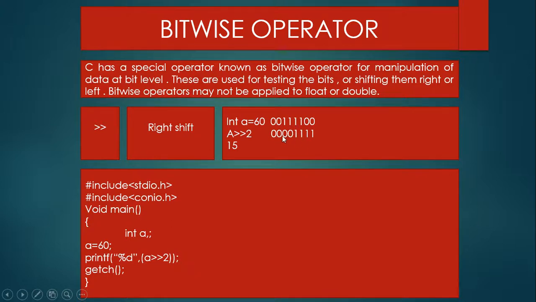So the binary format is 0 0 0 0 1 1 1 1. This is the binary format of 15. So when you practically implement this in any IDE, this will print 15. You simply declare a variable a and assign the value 60 and printf, bracket, double quote, percentage d, double quote, comma. Within the bracket you simply write a right shift 2, bracket close and function bracket close, then semicolon, getch. Okay, this program prints the result as 15.